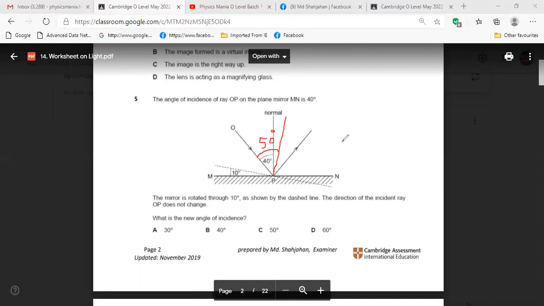Is it clear? Farabi, is it clear? Yes, sir. So please draw this diagram, MCQ 5. Then the answer is C, 50 degrees. Otherwise you will forget.